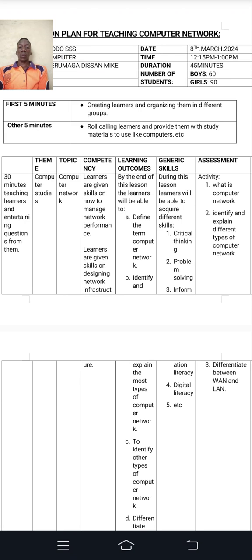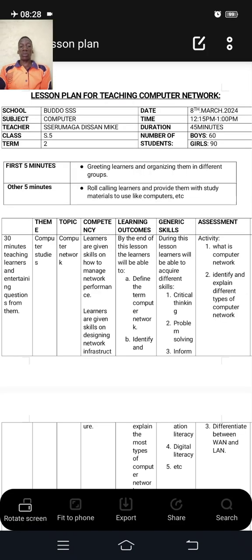Today we are going to look at computer network, and I hope this is not your first time to hear about computer network. Before I proceed, let me first explain to you the lesson plan for teaching computer network.